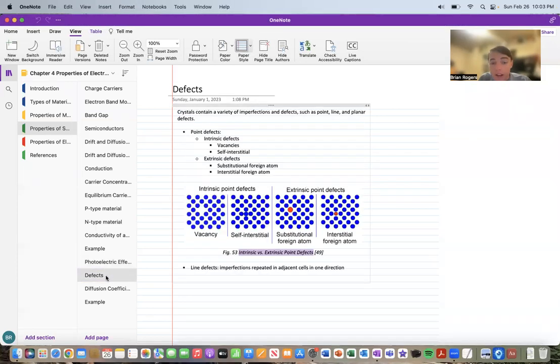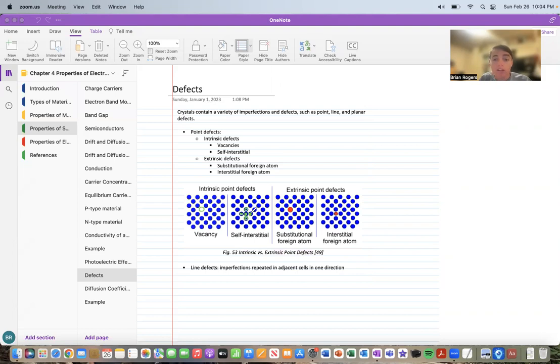So there are defects a lot of times. There are intrinsic and extrinsic defects. When we talk about intrinsic defects, there can either be a vacancy, so there's an open spot, or there can be an interstitial. So it's the same atom as the surrounding atoms. You introduce another one, but it's the same as all the others around it. So it matches.